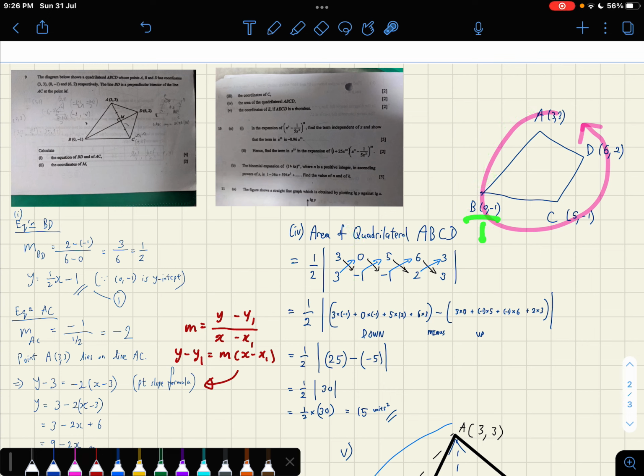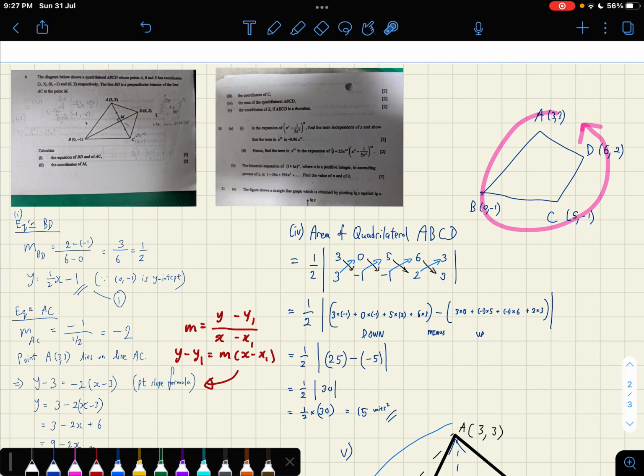Now I move on to the next coordinate in an anti-clockwise fashion, 5, negative 1. So 5 on top, minus 1 below. X on top, y below. Then I move on to the next coordinate, point D, which is 6, 2. So the x coordinate is 6, the y coordinate is 2. But here I have to go back to my starting point again, a second time, and write down the x, y again. The starting and the ending has to be the same.